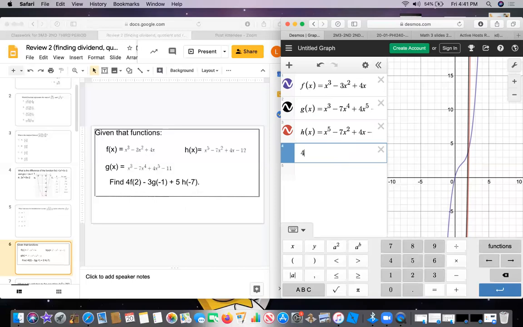So you would type 4f of 2, then minus 3g of negative 1. You notice that if we solve 4f of 2 minus 3g of negative 1, we already have the answer, 85. And then the last one is plus 5h of negative 7. So here, our answer is negative 85,865. That's it.